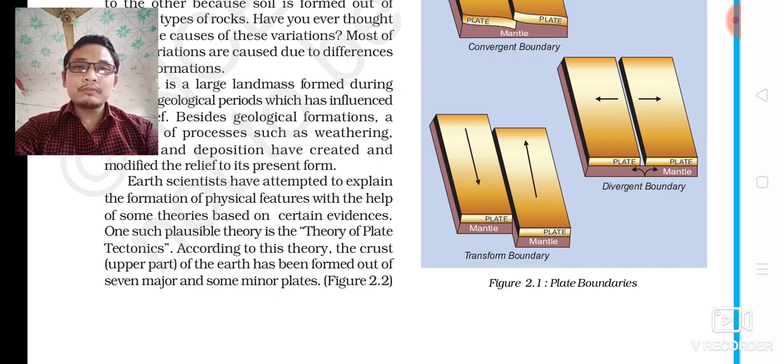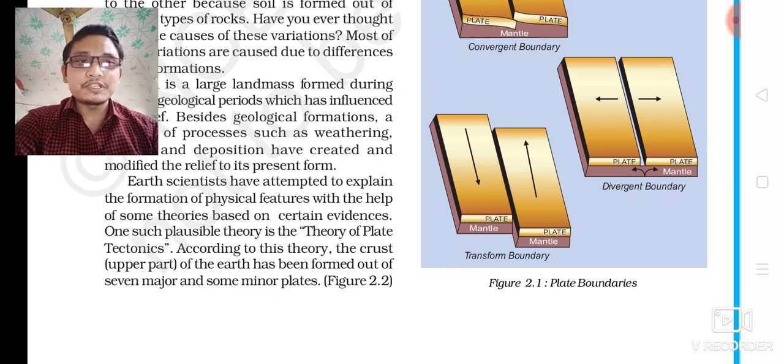And these tectonic plates are constantly moving, and due to the movement of these tectonic plates, different types of landforms are formed. That means the reason of the various physical features is also due to the movement of the tectonic plates. How? Let me tell you, okay, from the picture.